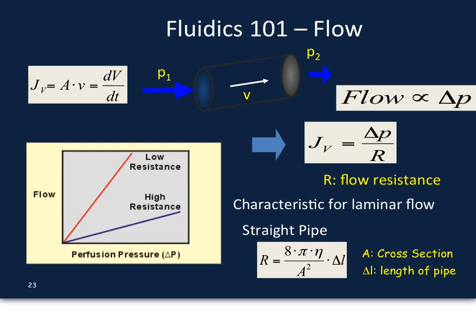So the resistance of a given pipe depends on its area, it depends on the viscosity of the fluid, that's eta, and it depends on the length of the pipe, that's delta L. And we can see that just as in Ohm's law, if we have a pipe with low resistance, then we get large current or flow flowing through it, whereas if we have one with high resistance, we get low flow through it, and it behaves linearly.